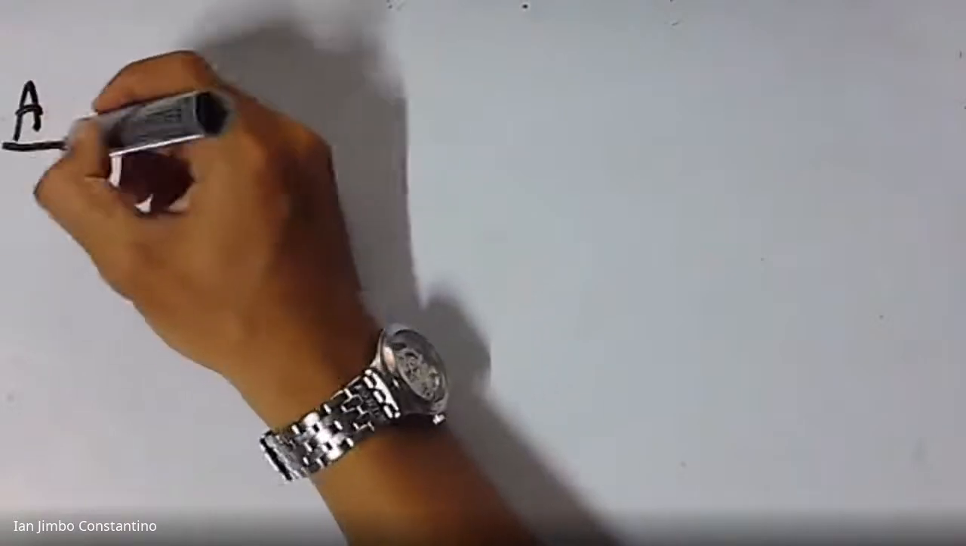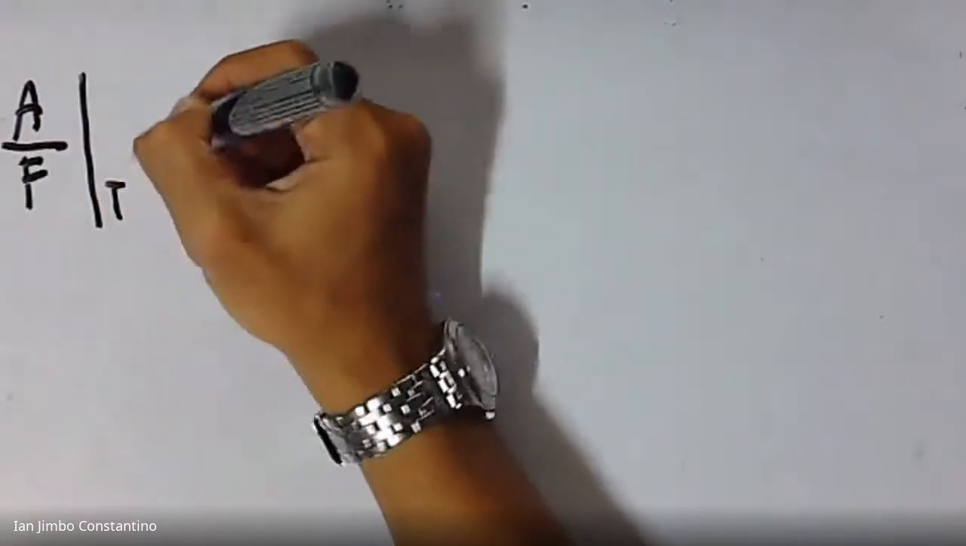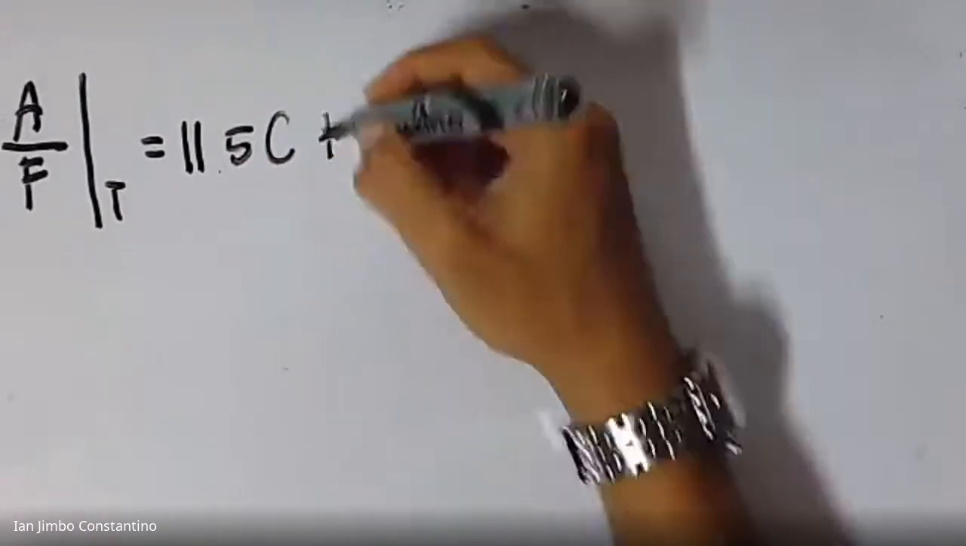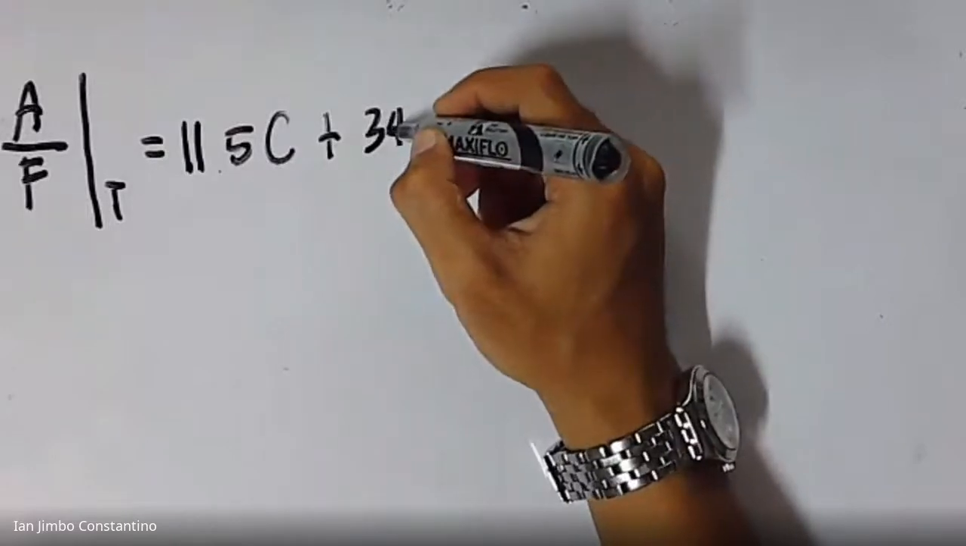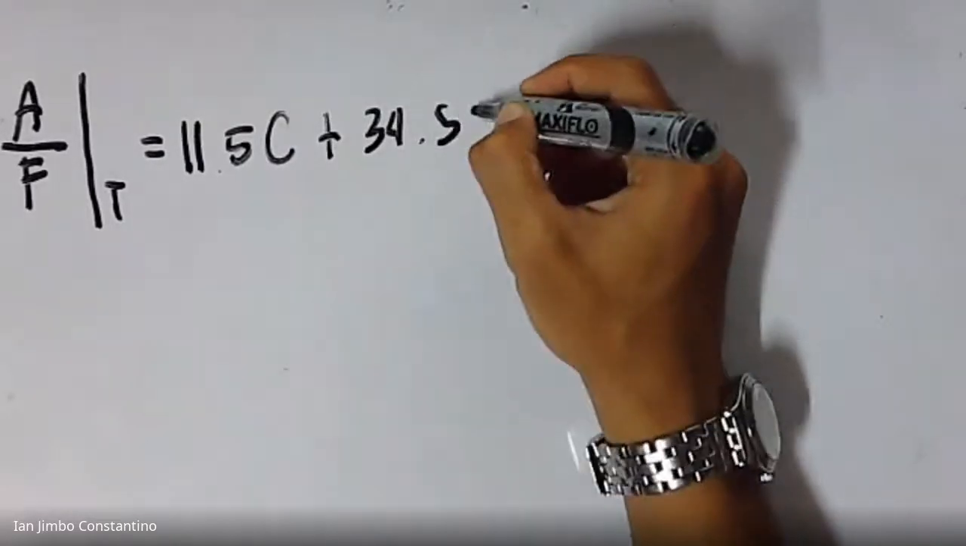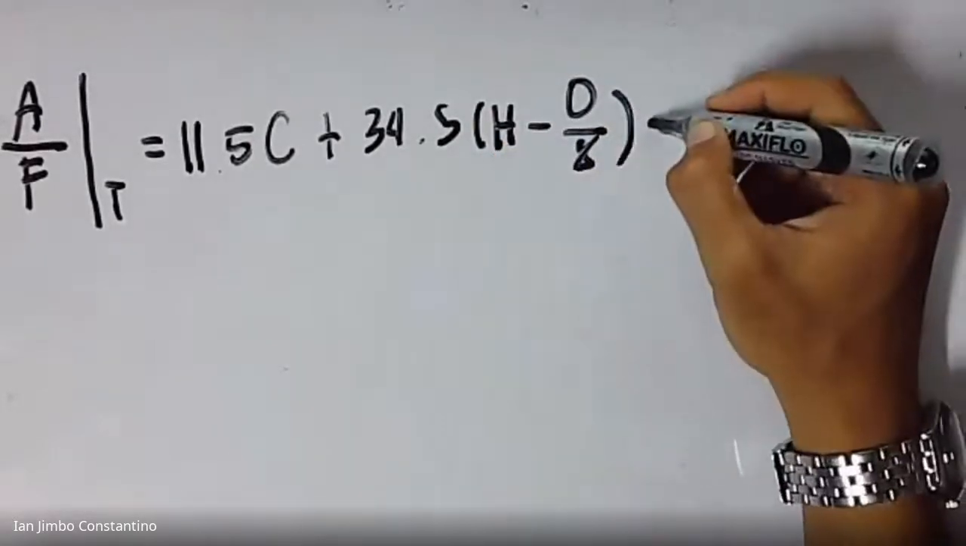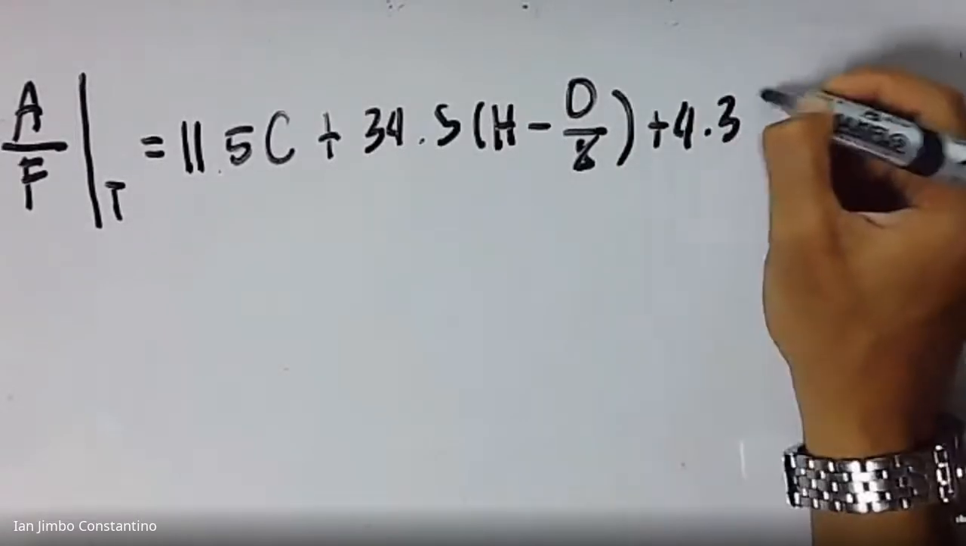Okay, so let us solve now. For the air-fuel ratio, it is given by the formula 11.5C plus 34.5 times H minus O divided by 8 plus 4.3 of your sulfur.